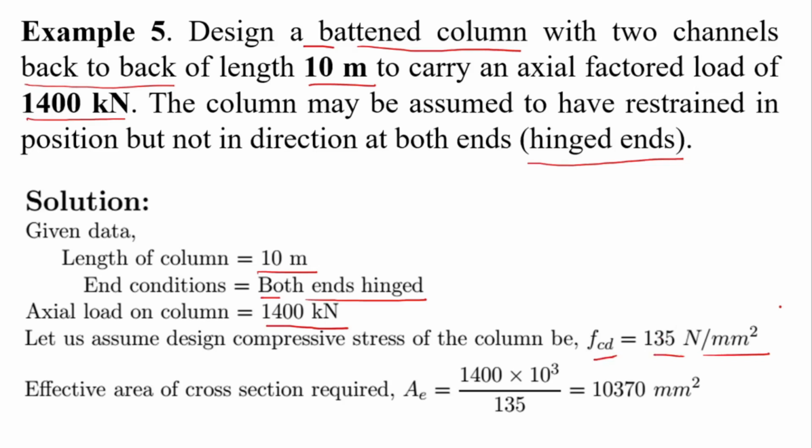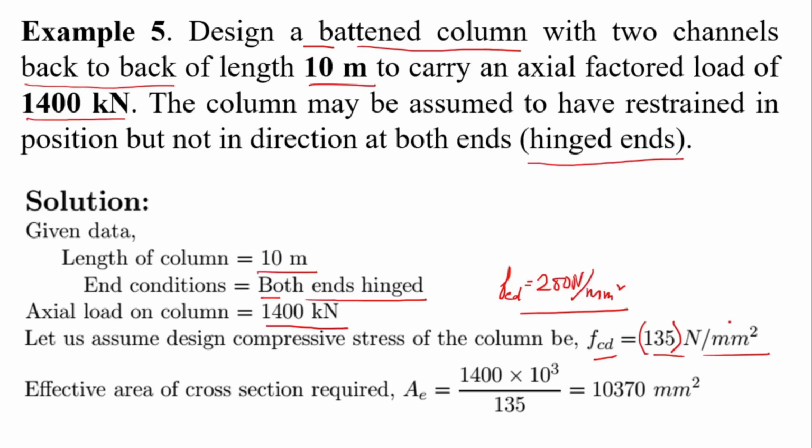In some previous questions, we have seen that for higher values of factored load of the column, we have to assume fcd equal 200 Newton per mm square. But in this case, as we are going to use batten as a lateral support system, we have assumed the design compressive stress less than 200, which is assumed as 135 Newton per mm square.